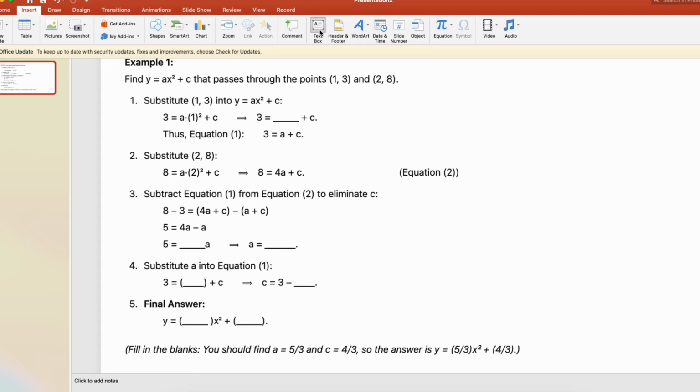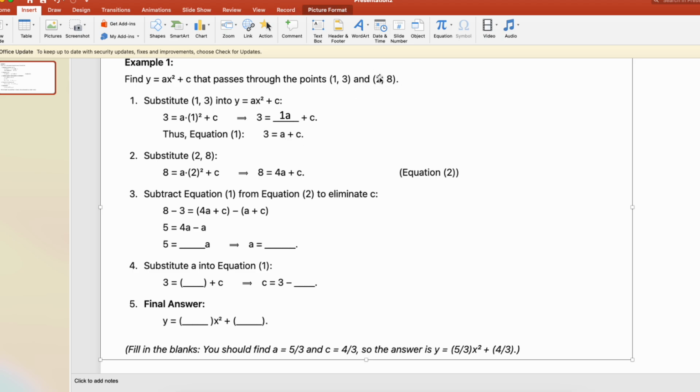So I'm going to use a text box and you're going to fill this out on your worksheet. First of all, we substitute in y, which is 3, into the equation, and x, which is 1. And then we simplify the equation. 3 equals 1 lot of a plus c. You can see that because 1 times 1 is 1. So we have 3 equals 1 lot of a plus c, which simplifies to a plus c.